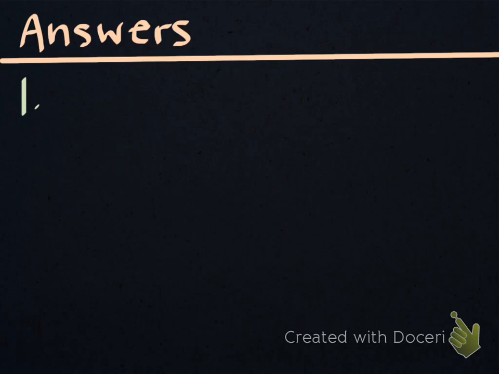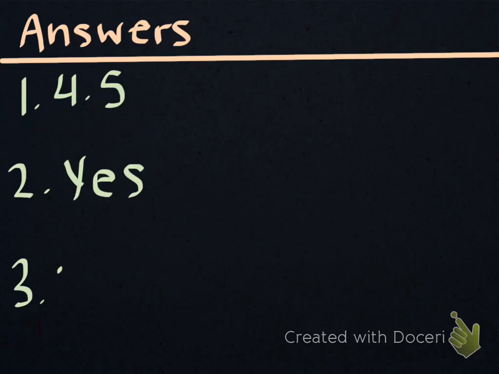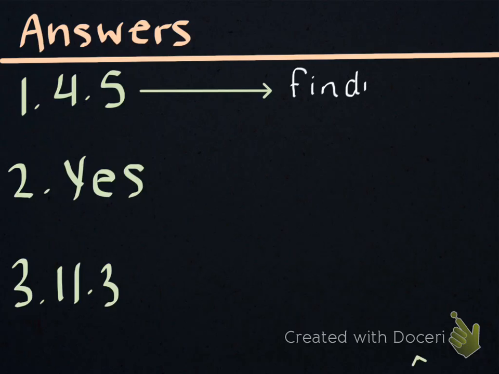Okay, so here are the answers to the first three problems. In number 1, where you have to find c, the answer is 4.5. Again, you have to round to the nearest tenth. For number 2, where you had to prove, the answer was yes. And for number 3, where you had to find the missing side length b, the answer was 11.3. You can find the answer to the word problem on the next slide.